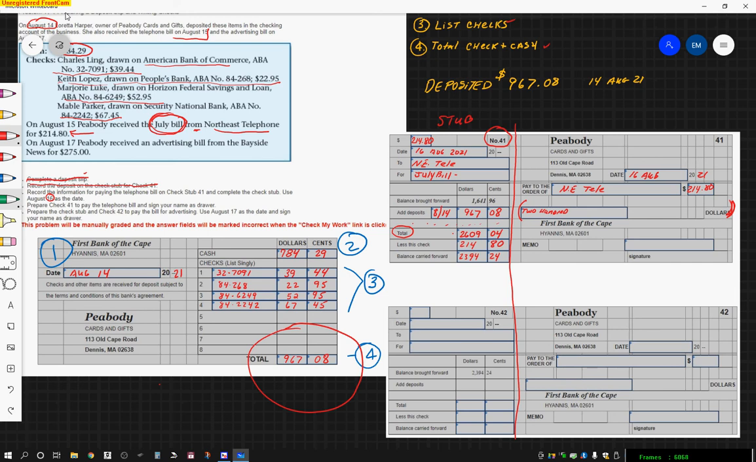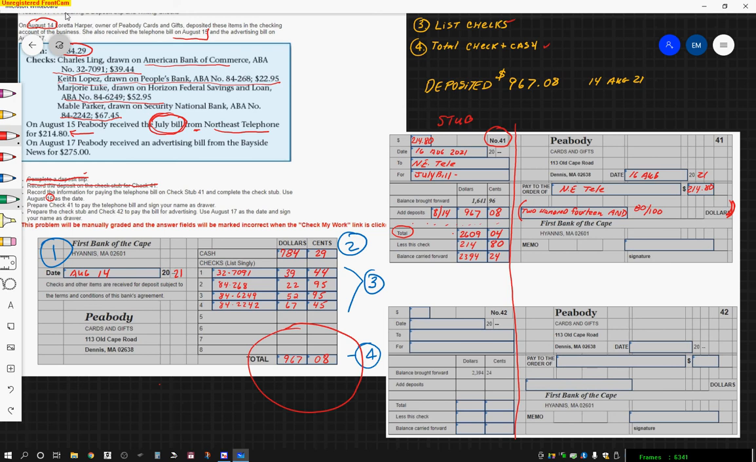$214, right? So 14. And now, how much change? 80 cents. So you would do it like this. 80 cents is going to be written out like this: 80/100ths of a dollar. So 214 and 80/100ths of a dollar. All right.